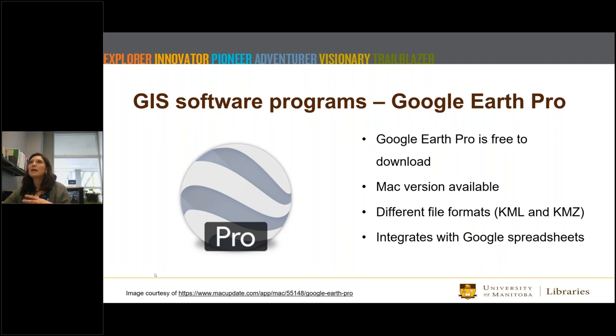So many open data portals now where you can download open data, and I'm going to show you some of those sources in a couple of minutes, have KML and KMZ files. Like the city of Winnipeg's open data portal, you can download these file types now. But it's just something different. So it's not great if you're working with someone else who's using other software. They won't talk to each other.